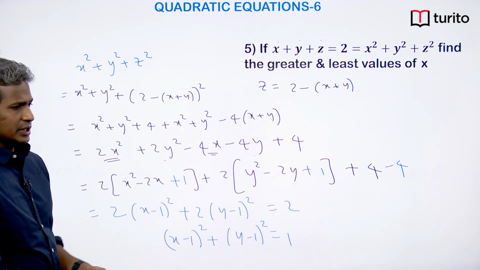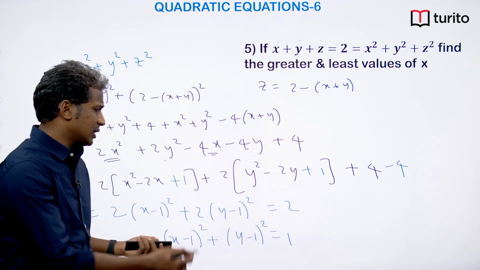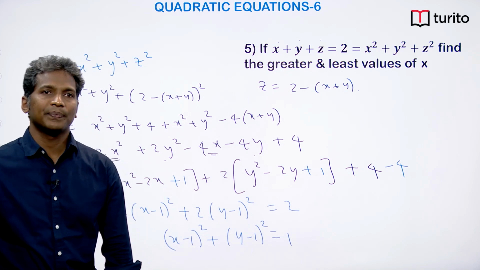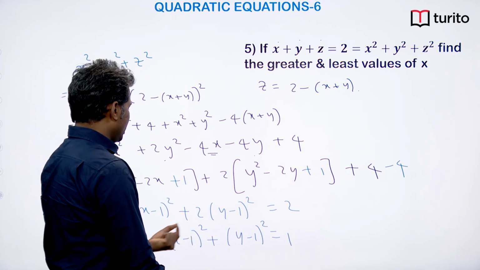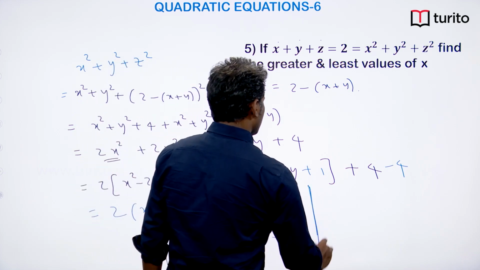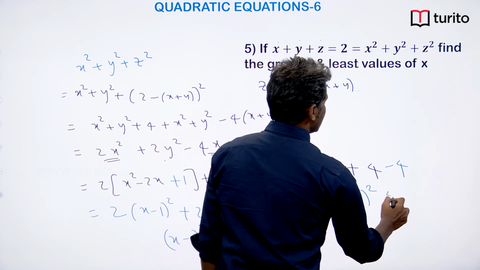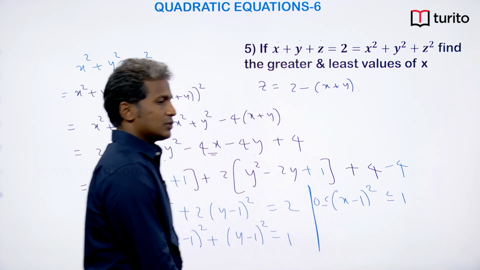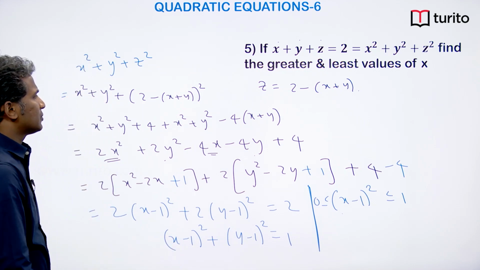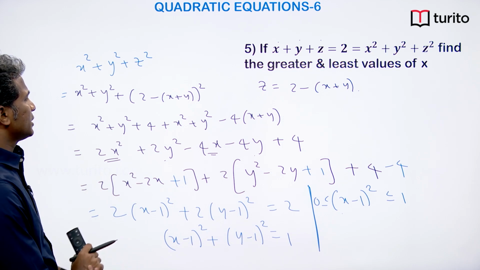So, if you observe this, geometrically it becomes a circle. Based on that you can analyze the values of x, or otherwise you can observe directly from here that this x minus 1 whole square must be less than or equal to 1 and also this must be greater than or equal to 0. So, based on this you can get the values of x. Okay. So, this way also you can solve this problem.